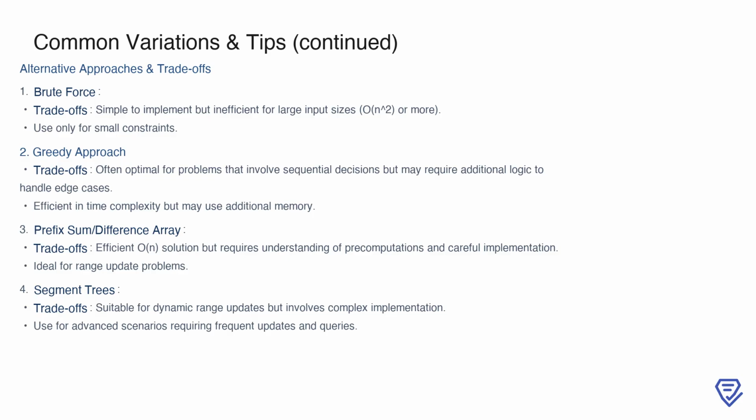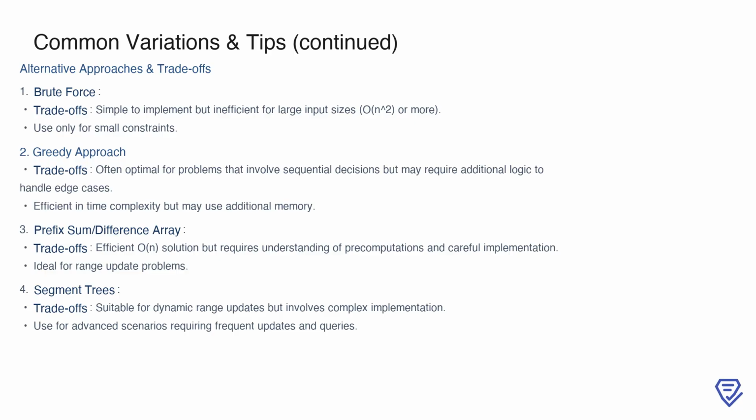A brute force solution is straightforward to implement, but it's highly inefficient for large input sizes, often resulting in O(n²) or worse. This method is only suitable when constraints are small. A greedy approach, on the other hand, is often optimal for problems that involve making sequential decisions. While it can save computation time, it may require additional logic to handle edge cases properly.